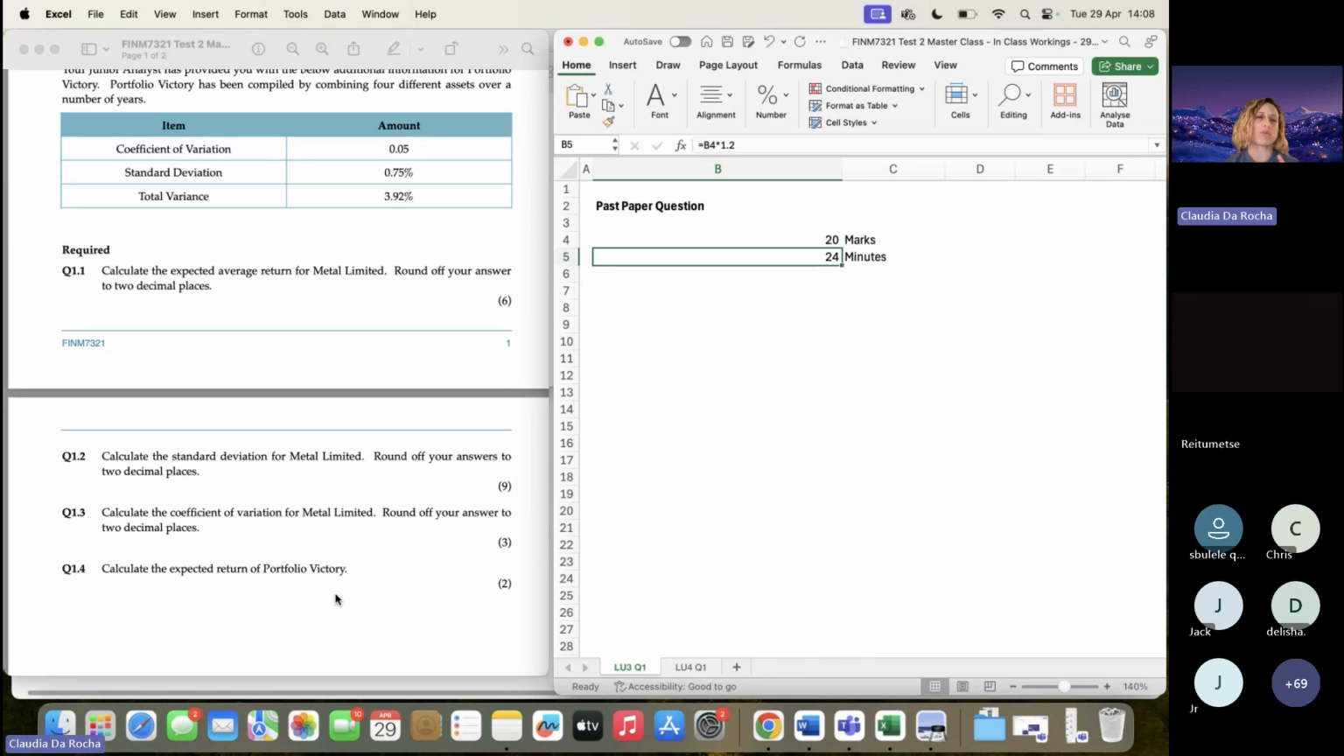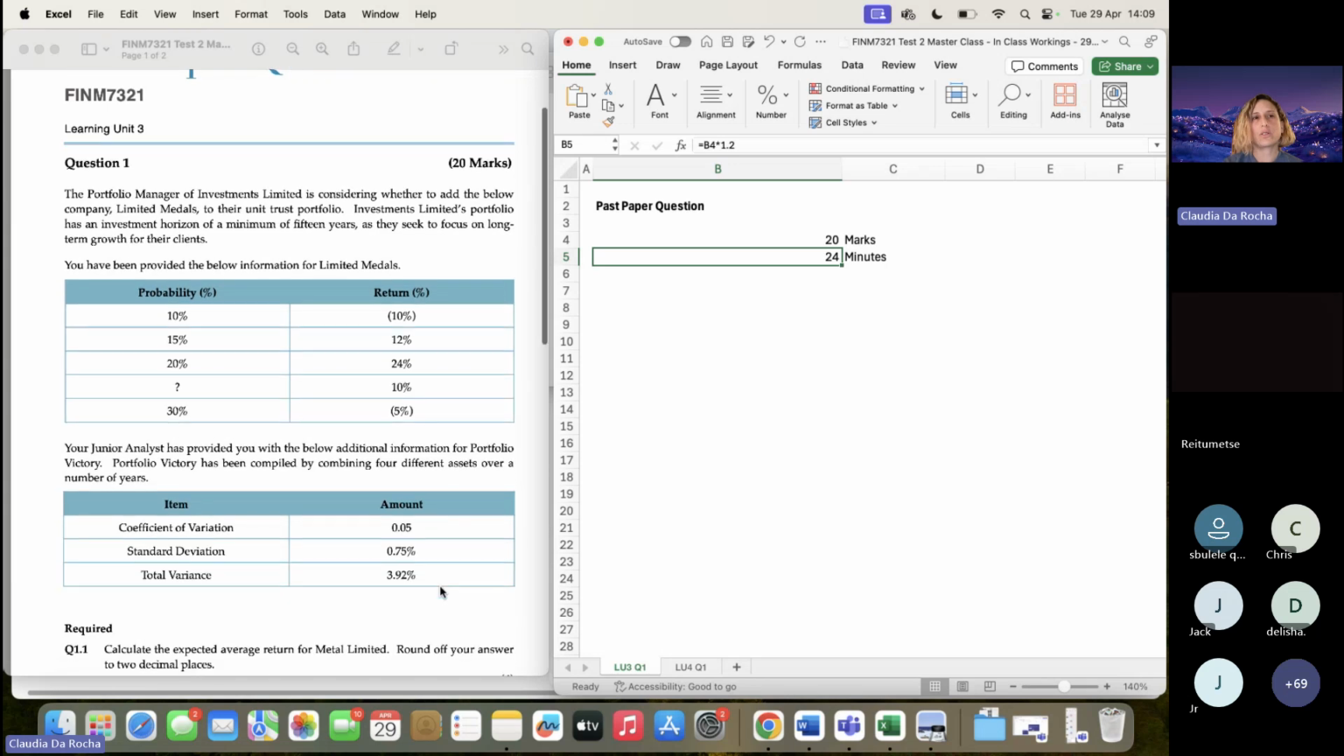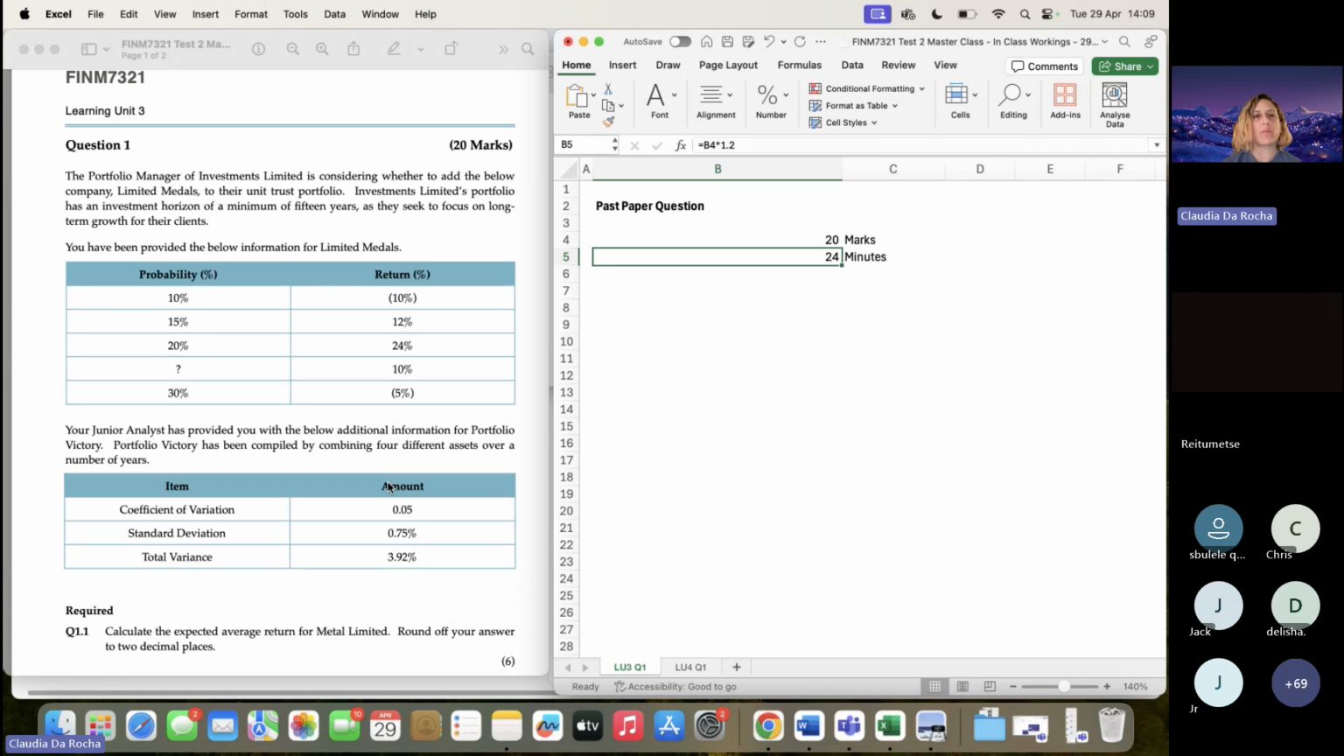So we do have a bit of a portfolio piece in here, but it's more of manipulating the question, kind of. You need to manipulate the formula here. So this does have both single assets and portfolio, but the portfolio piece is quite different to what you would see normally. All right, so it says the portfolio manager of Investments Limited is considering whether to add the below company, Limited Metals, to their unit trust portfolio. Investments Limited's portfolio has an investment horizon of a minimum of 15 years as they seek to focus on long-term growth. Okay, and then we're provided with the below information. So remember when I went through the formulas, how do you know which formula to use?